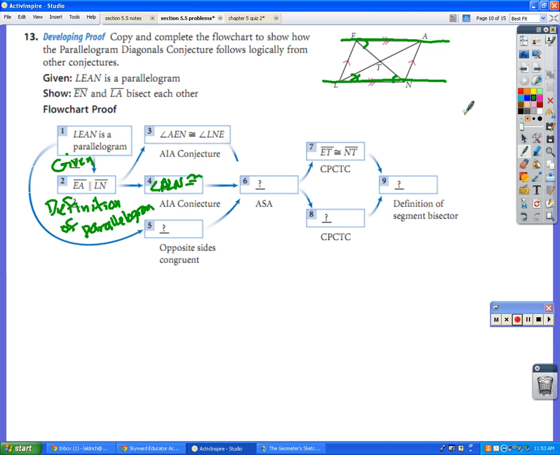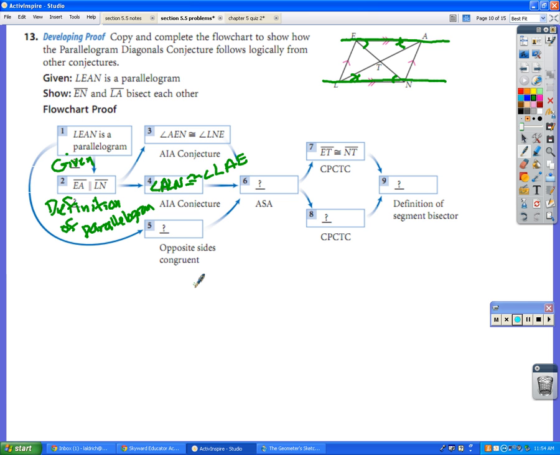LAE, this guy right here. Okay, so what did you say? ALN is congruent to angle LAE. And again, that is by the alternate interior angle conjecture. Okay? All right, notice the arrows here are trying to help you.